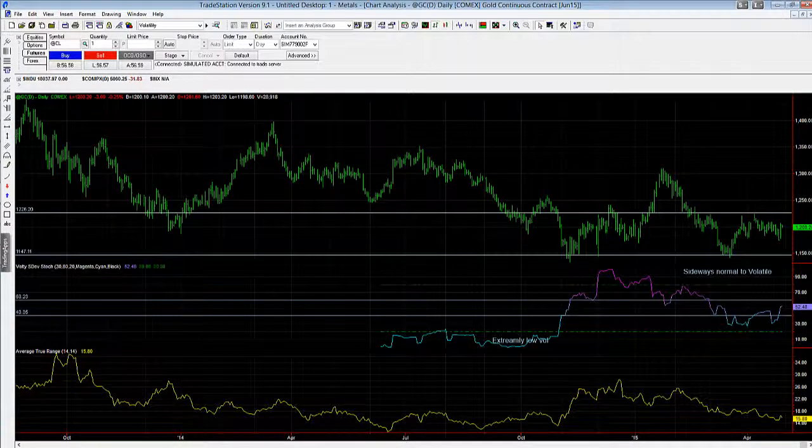We'll go to the metals here. Now gold's interesting because we've got sideways normal to volatile. It's creeping up to volatile. It has come from being extremely low, so now we're pushing up to sideways normal to volatile. So it'll be interesting to see if we can break out and head up to that 1250, 1300 and get into that bullish range. But at the moment, gold not really doing a lot, just kind of tracking sideways.